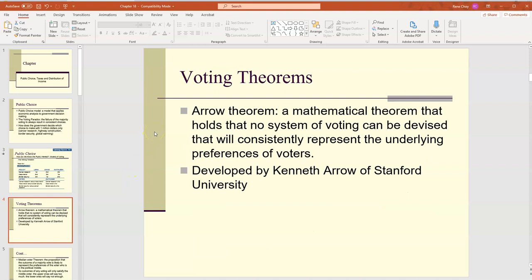Kenneth Arrow developed something called the Arrow Theorem. The Arrow Theorem basically says that no system of voting can be devised that will consistently represent the underlying preferences of voters. What that means is that it doesn't matter how we design a system of voting, you will never be able to represent what voters really want, because voting by definition has choices and therefore winners and losers. Losers are always going to be unhappy that they lost, winners are going to be happy that they won, and it goes on and on, depending on what side of the coin you are every time there is voting.